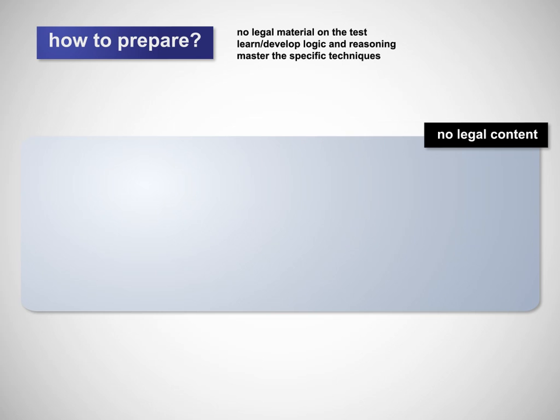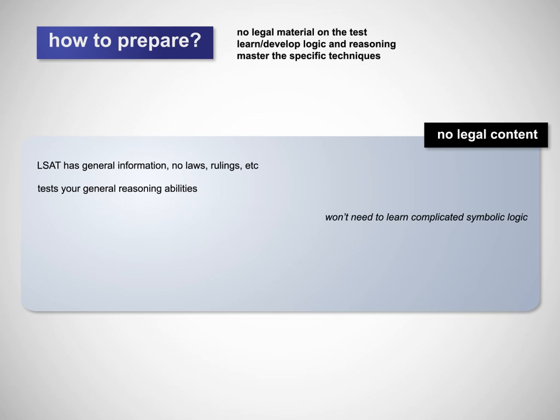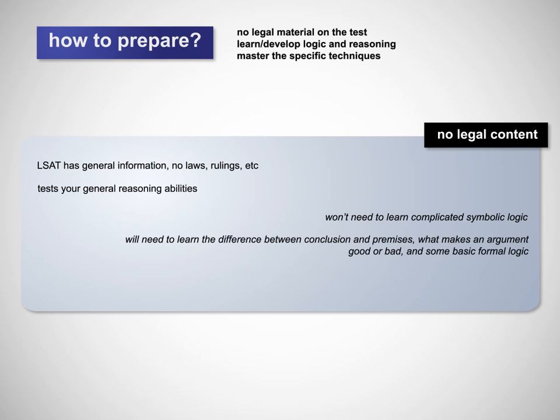So like I said, there's no legal content. It's just general information. There's no laws, no rulings, nothing like that. Just test your general reasoning abilities. But that doesn't mean you'll have to learn any complicated symbolic logic. You won't have to learn any of that. You will need to learn the difference between conclusions and premises, what makes an argument good or bad, and there's going to be some basic formal logic. But the basic thrust is on your reasoning abilities. And in addition, you're also going to have to learn conditional reasoning. This is a specific type of reasoning, and we'll go over it in detail.